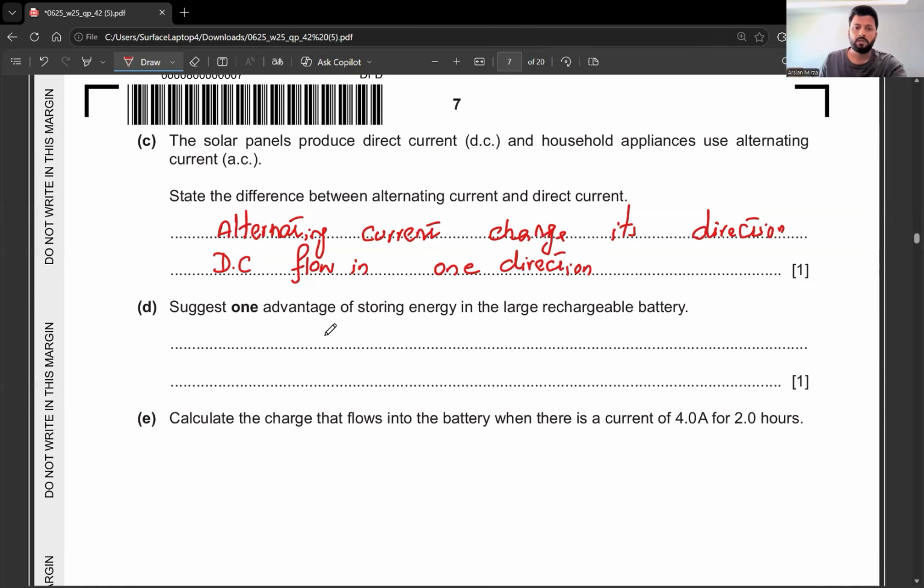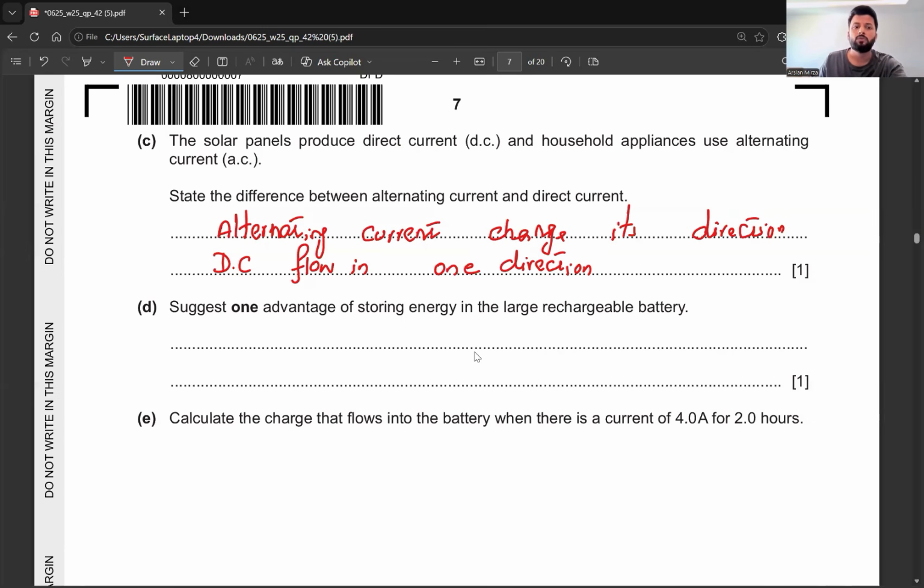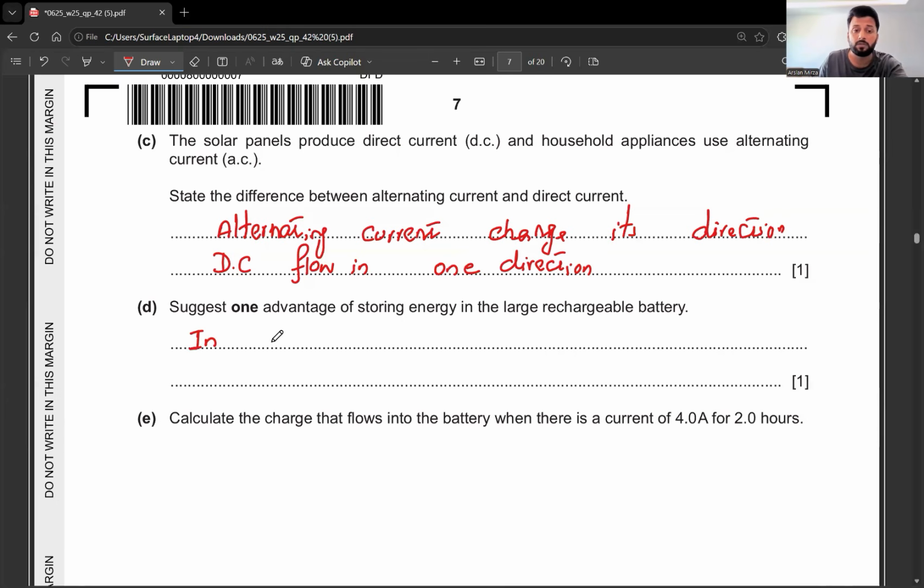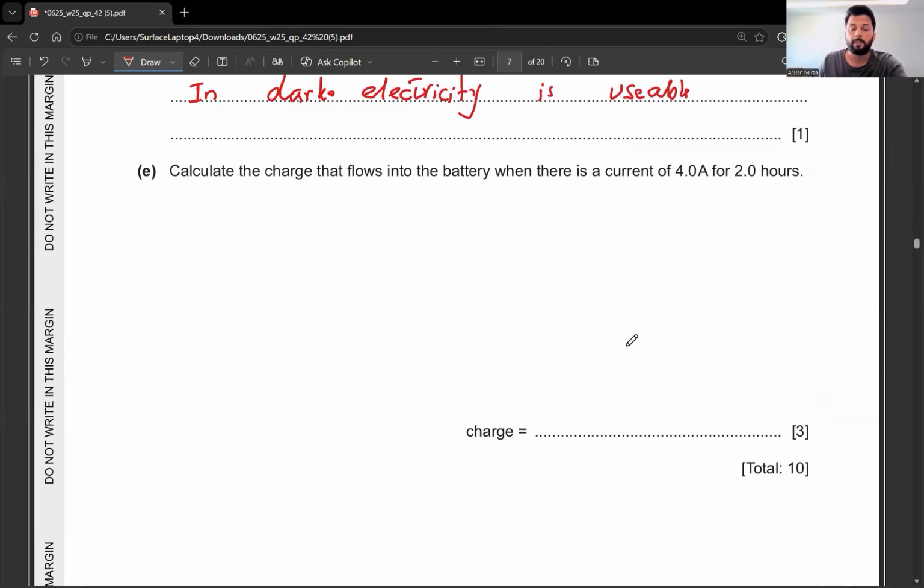Part D suggests one advantage of storing energy in large rechargeable batteries. What is the purpose of the battery? So when in the dark, when at night, in cloudy weather, electricity is usable. This is the purpose of batteries.